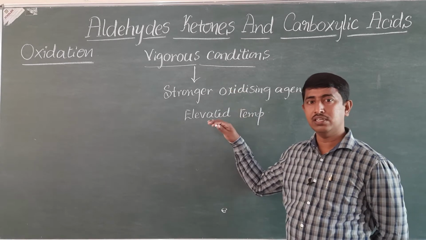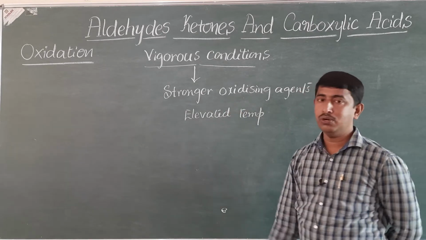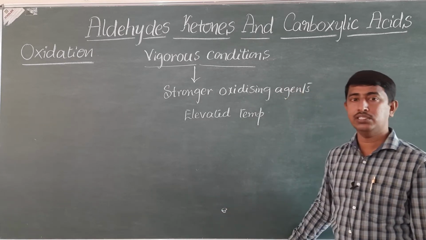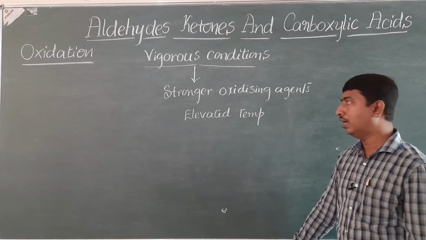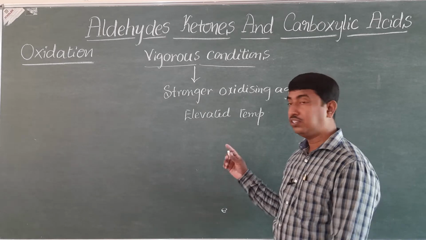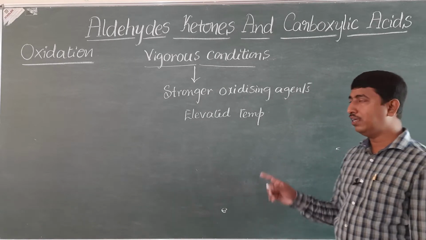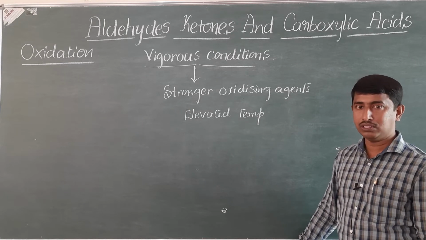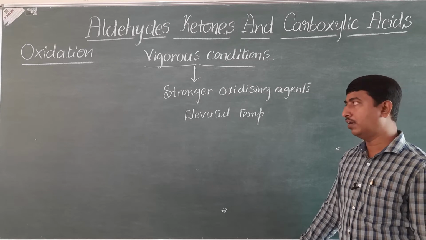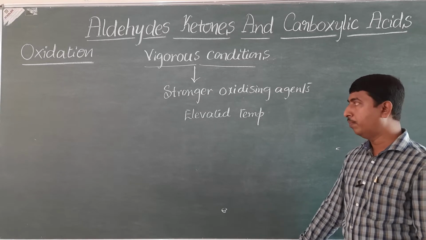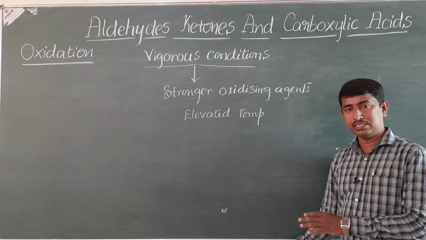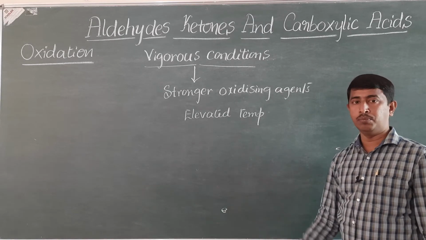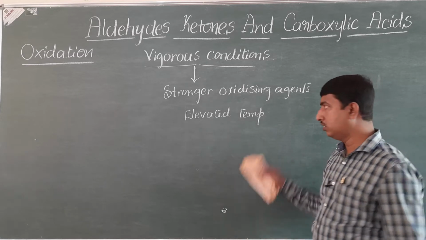So oxidation occurs at elevated temperature and also in the presence of a stronger oxidizing agent. Elevated temperature is required to cleave the carbon-carbon bond, and the formed product will be a mixture of carboxylic acids. What about aldehyde? Aldehyde gives only one carboxylic acid. Ketones upon oxidation produce a mixture of carboxylic acids containing a lesser number of carbon atoms than the parent ketone. So the formed carboxylic acids have a lesser number of carbon atoms compared with the parent ketone. Let us take one general example.